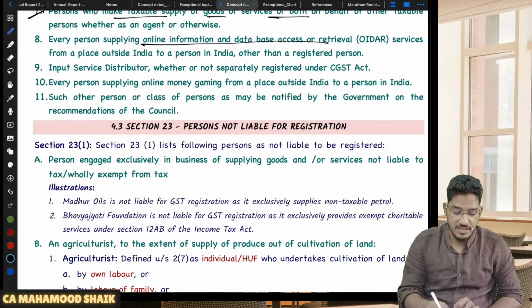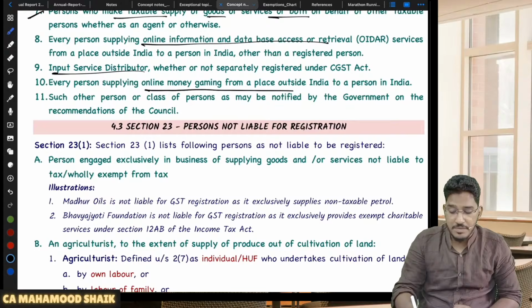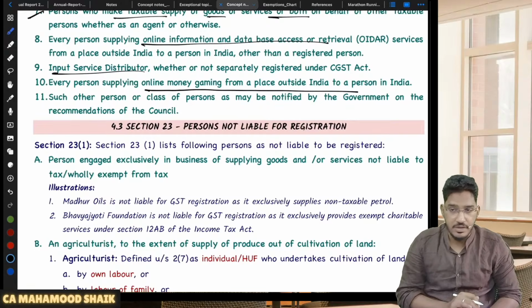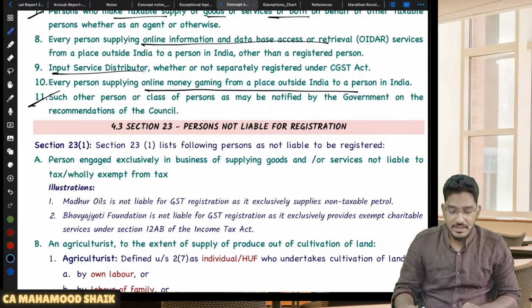Thereafter, every person who is supplying OIDR services from a place outside of India to a person in India is liable for compulsory registration. Input service distributor, liable for compulsory registration. Person supplying online money gaming services from a place outside of India, liable for compulsory registration. Any other person as may be notified by the government on the recommendations of the council. Clear? So this is what regarding section number 22.